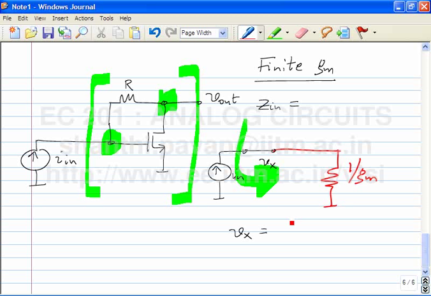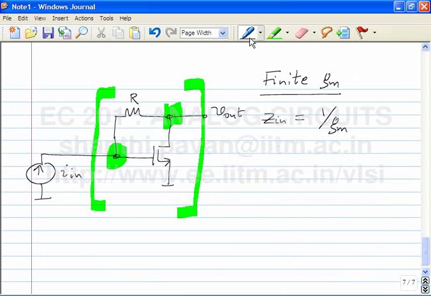So Vx becomes equal to In by Gm, which means that the input impedance is 1 over Gm. Does that make sense? And clearly as Gm tends to infinity, Zin tends to 0. What is the next thing to find? It is Zout.